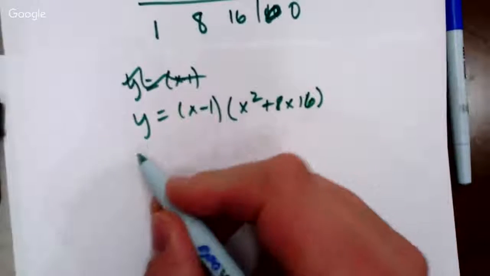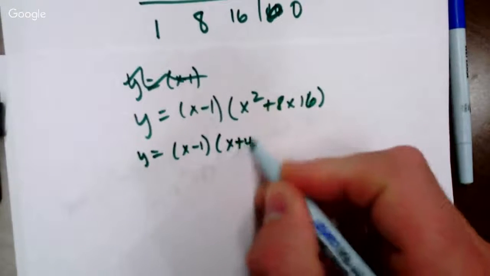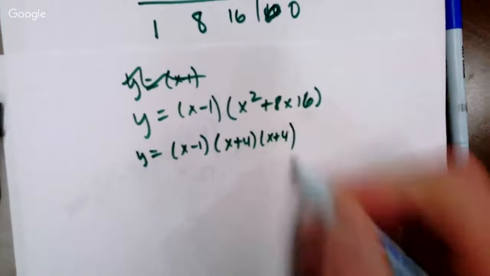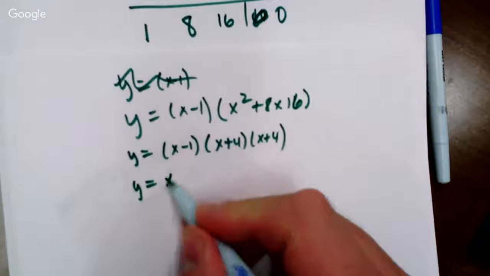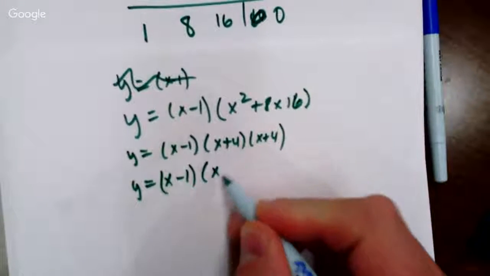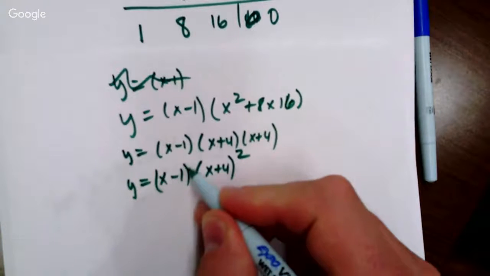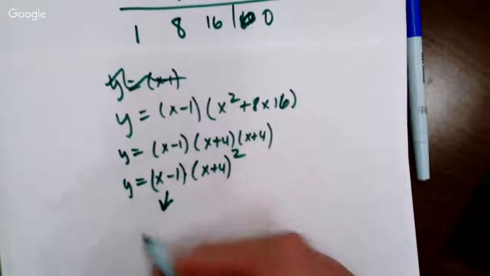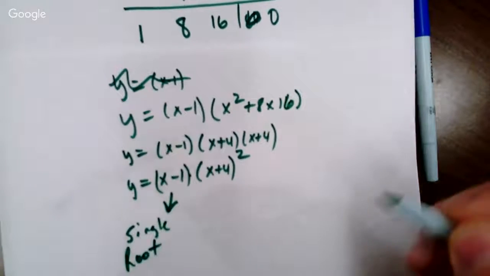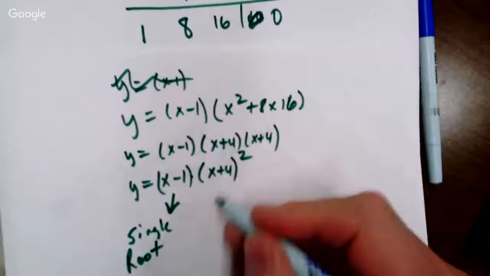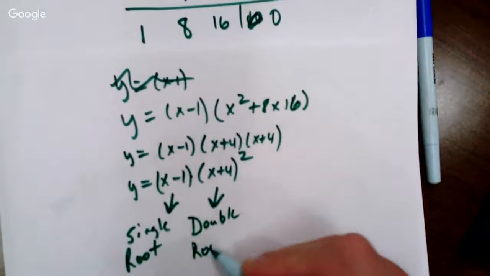What does that factor to? Take a second to try it out. That's x plus 4 times x plus 4, so in other words, that's a squared. Notice, what's the degree up here? There's a 1 right there, even though we're too lazy to write it. This one only happens once, so that's called a single root. This one has a degree of 2, and that is a double root, because it happens twice.